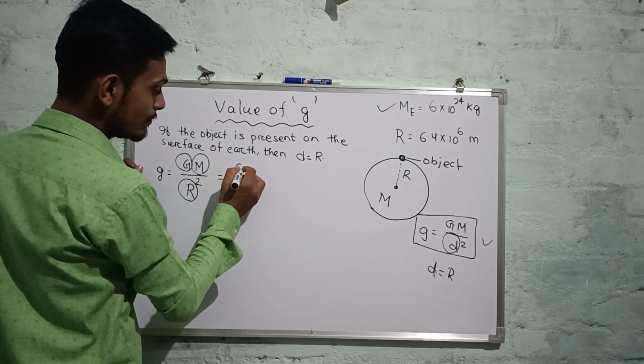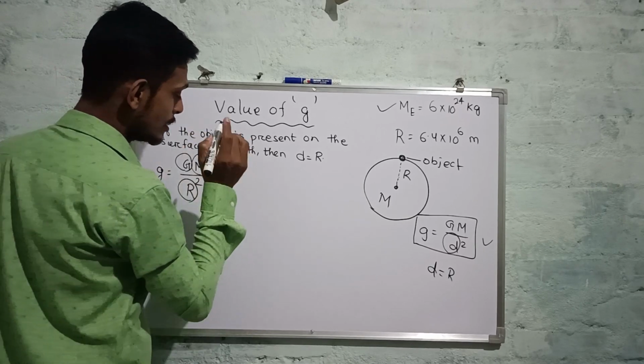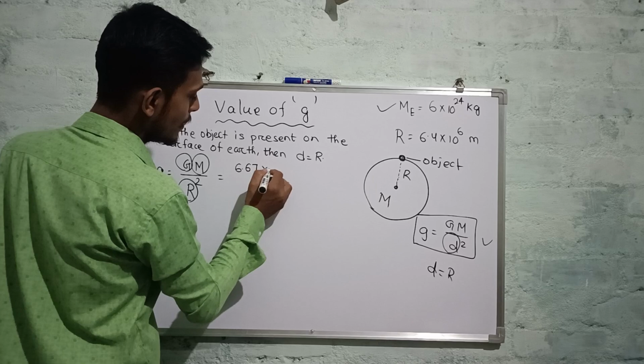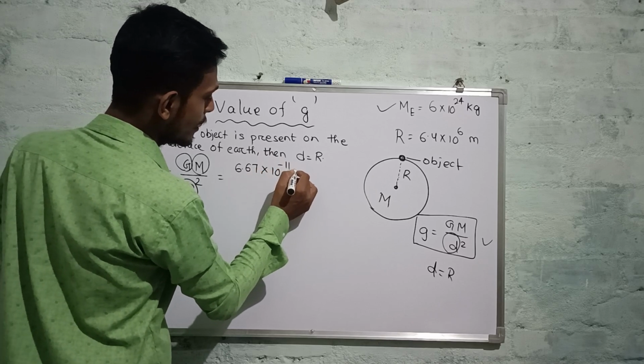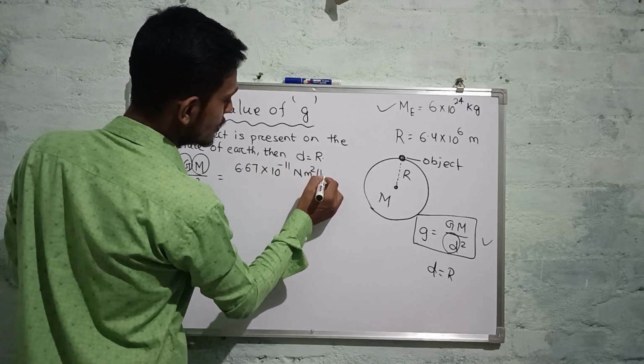Okay, so let us put the value in the formula. What is the value of G? G is 6.67 into 10 to the power minus 11 Newton meter square per kg square.